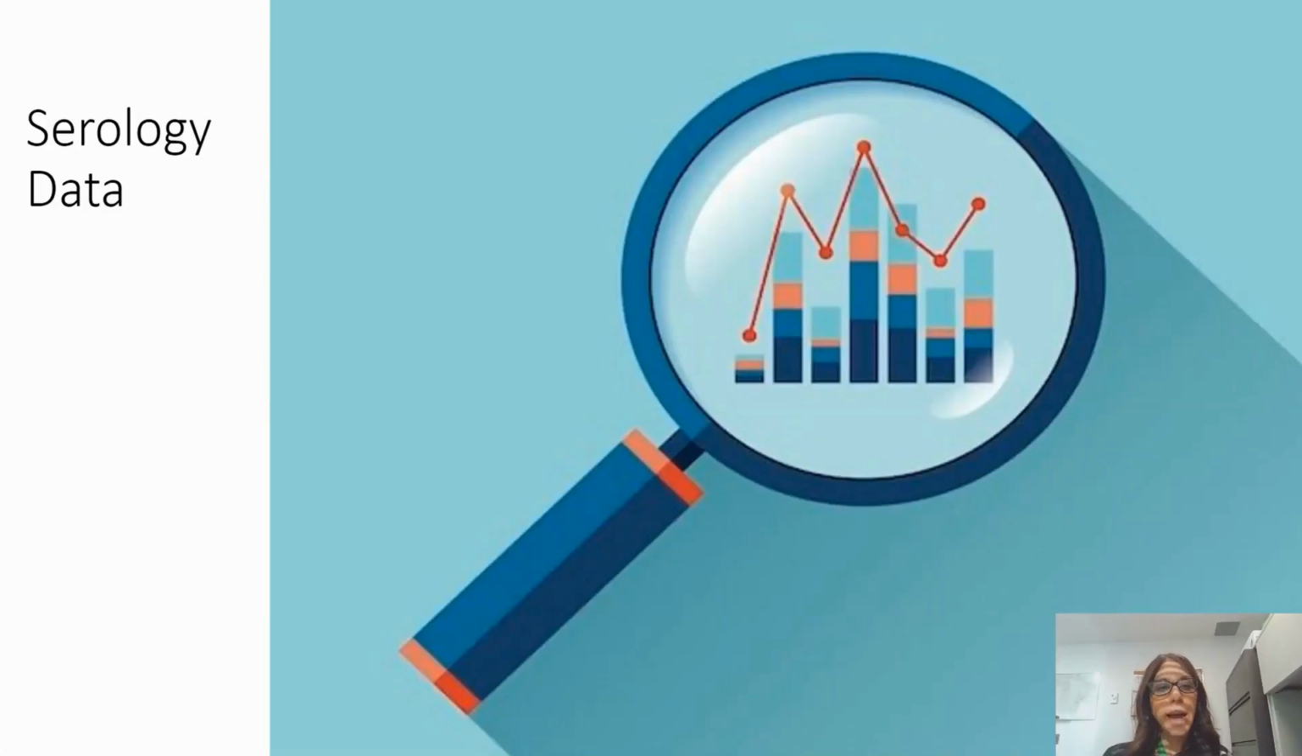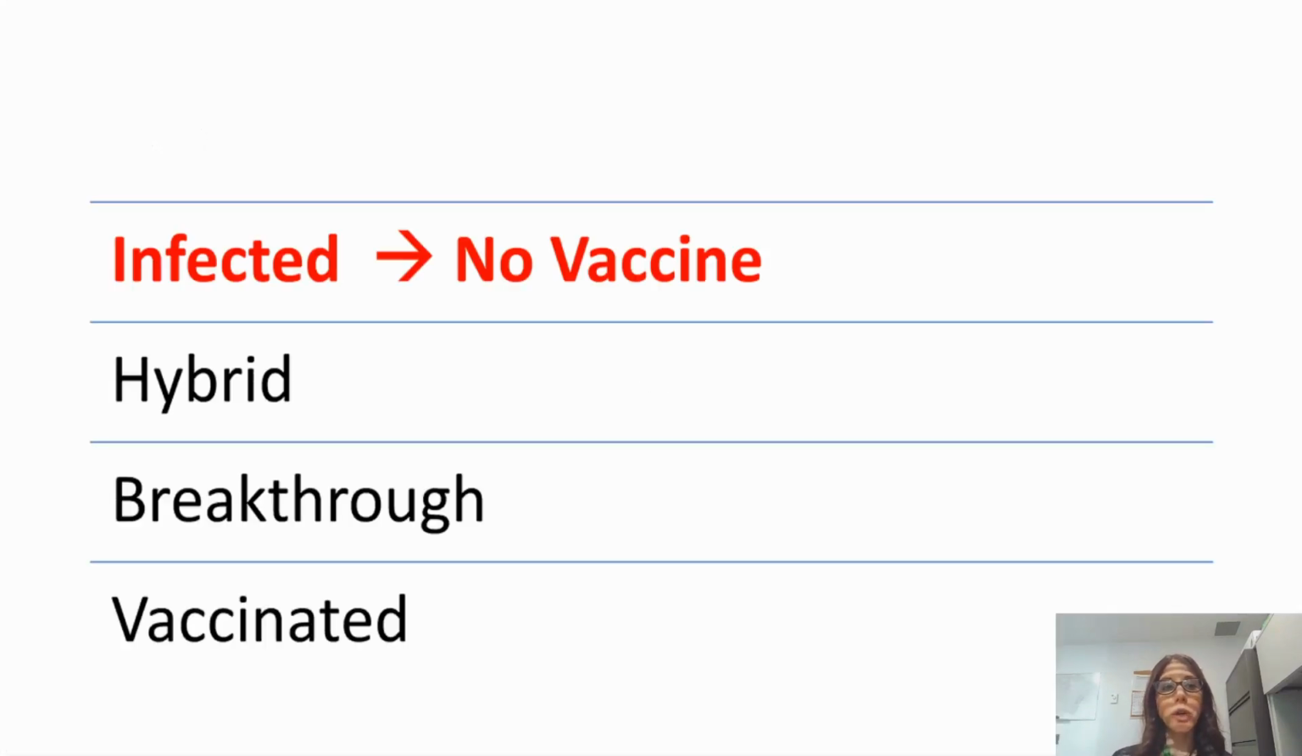All right, so for the last part of my presentation, I'm going to focus on the results of the serology data that was obtained. So recall that the cohort can be broken down into 4 different groups. And the first set of data I will show you will be based on the infected cohort, which means they have not received a vaccine. So any blood draws that were performed in a COVID-19 infected person that has not yet received a vaccine.